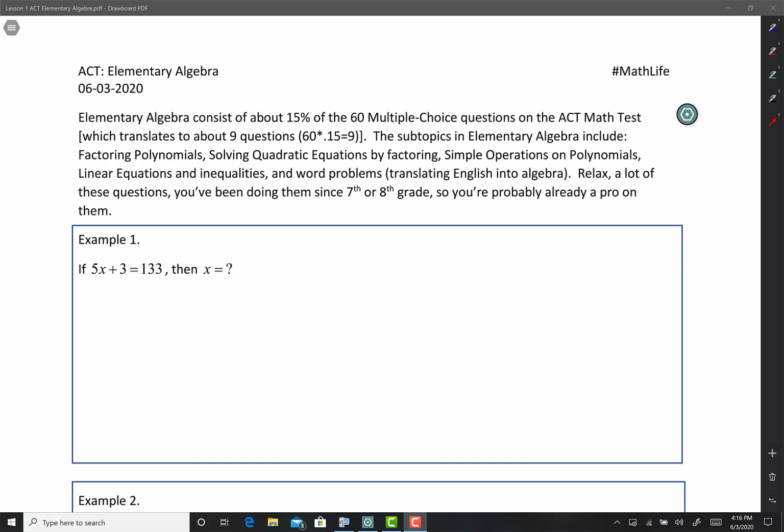Hey guys, we're doing an ACT practice today. Today's specific topic is elementary algebra. The ACT is a little different than the SAT, guys.